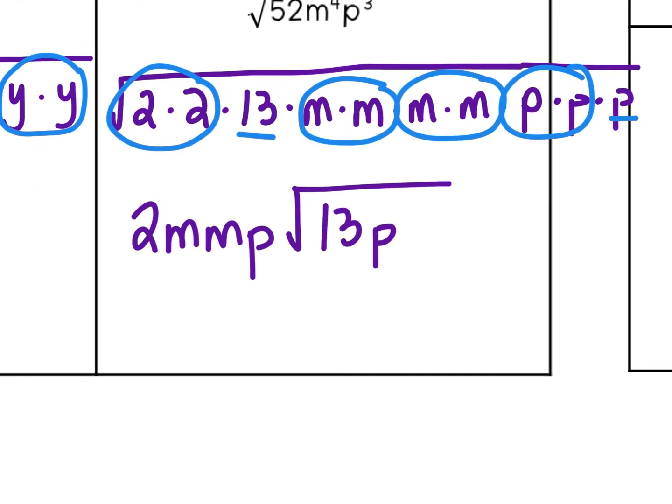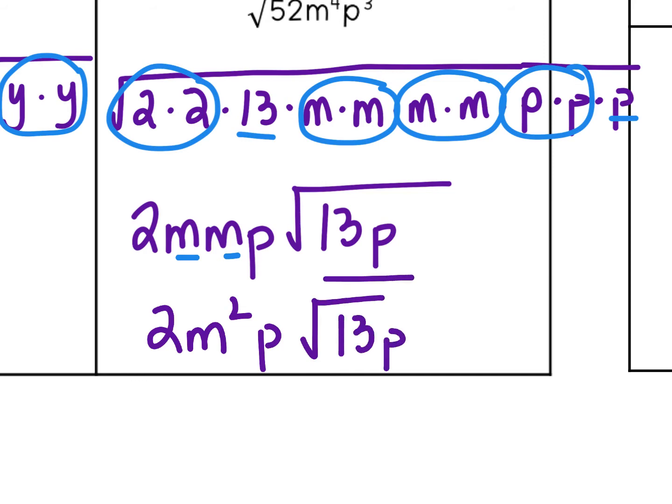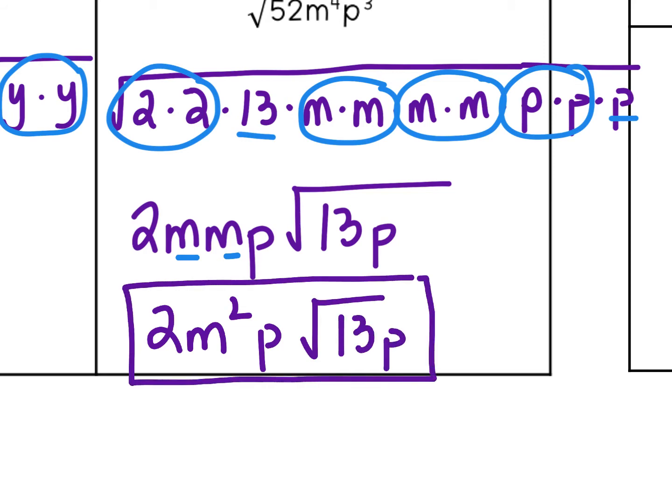But see on the outside how I have 2 m's? That means that they can go together. So instead of writing 2 m's, I'm going to put m to the 2nd power. And this would be my final answer.